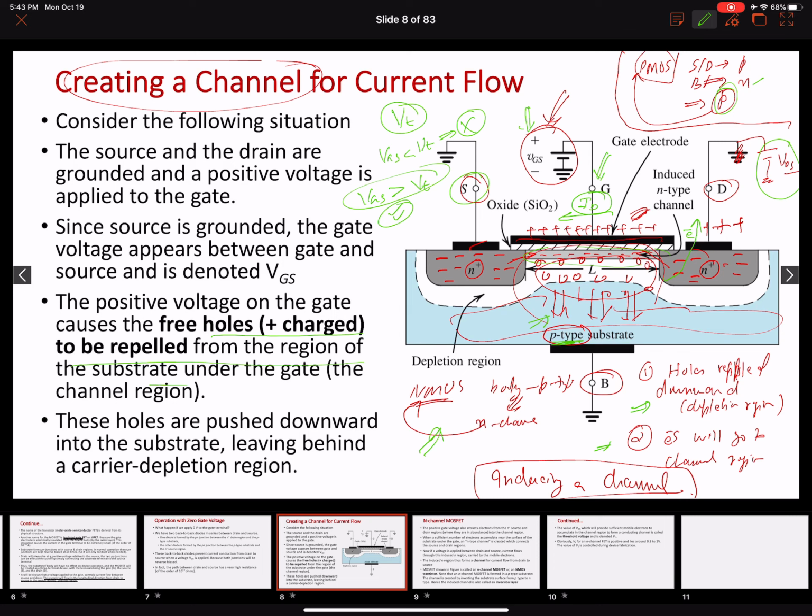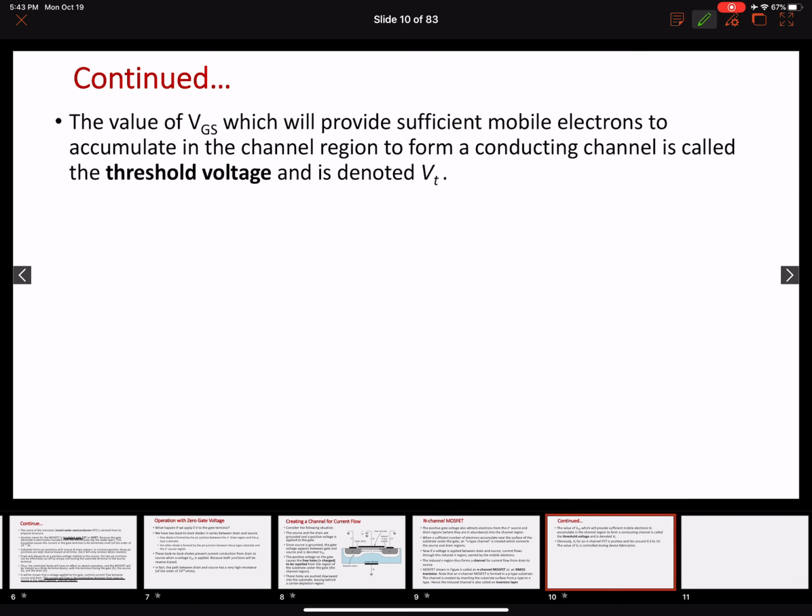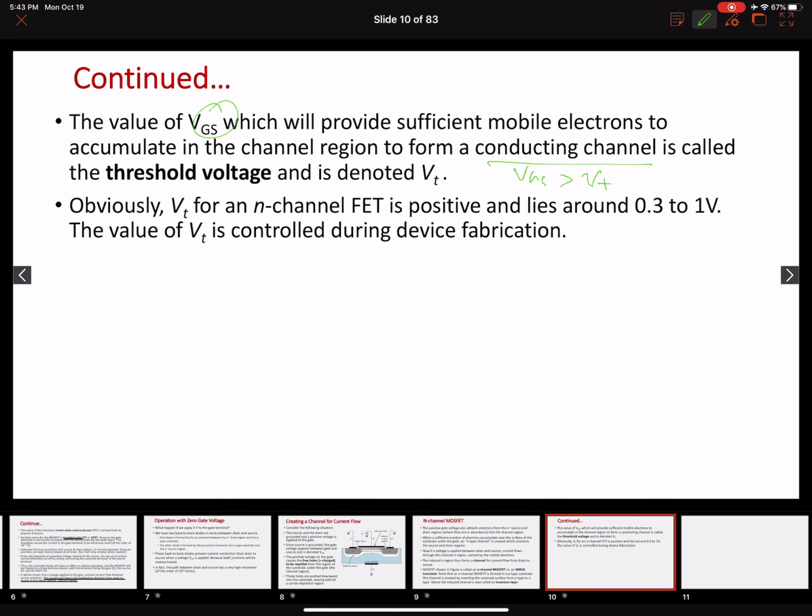This threshold voltage depends on a bunch of factors, on transistor fabrication processes, but normally it is anywhere from 0.3 to 1 volts. So the gate voltage that we apply to the gate terminal should be greater than that specific voltage, the threshold voltage. Then the channel will be induced, otherwise not. In order to make sure that we have a conducting channel, our gate to source voltage should be greater than the threshold voltage, and it is usually 0.3 to 1 volts.